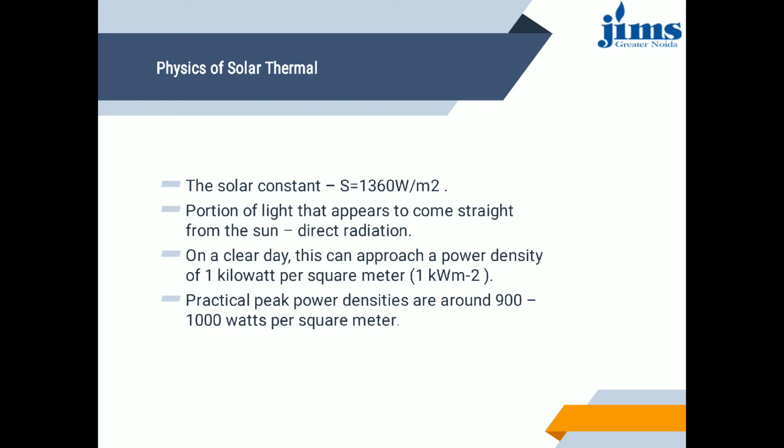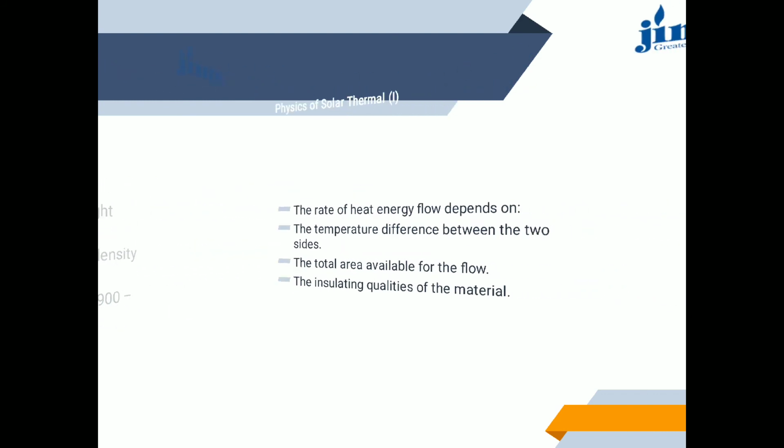Now the portion of light that appears to come straight from the sun is called direct radiation. On a clear day, this can approach a power density of 1 kilowatt per square meter. The practical peak power densities are around 900 to 1000 watts per square meter.